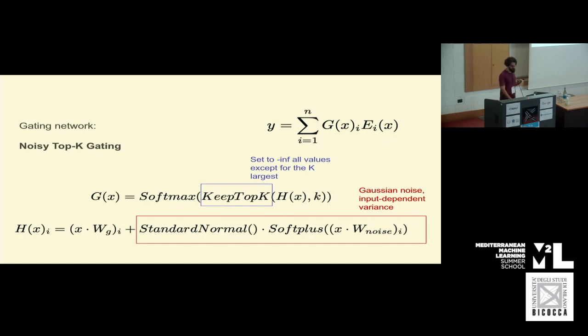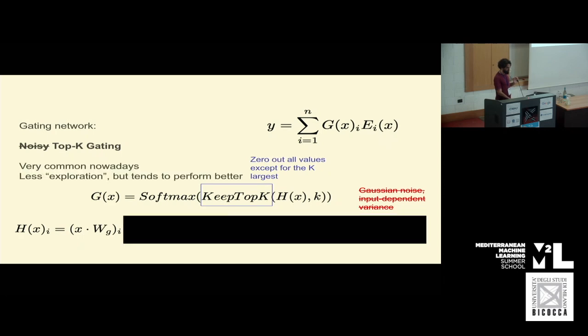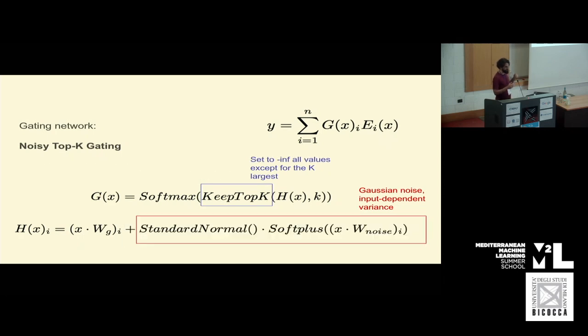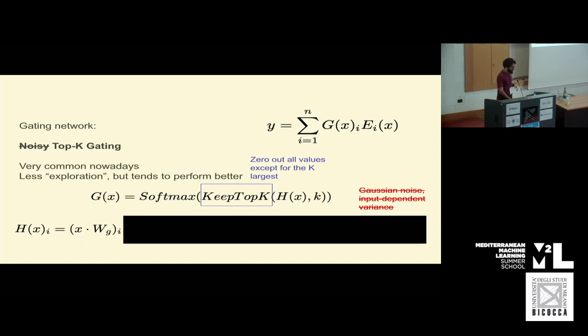And you have this other component that is basically Gaussian noise, but the variance is going to be defined by a linear layer as well, and this is kind of an exploration strategy. It's a way of allowing the network to pick different experts and see how they look. Nowadays, it's very common to just omit this term completely and for H just use a linear layer, so you're going to have linear layer, keep-top-K, and softmax. And that works quite well. And then the idea is that since you're training end to end, and the gradients are flowing through the gating layer, the router is going to learn alongside the network.